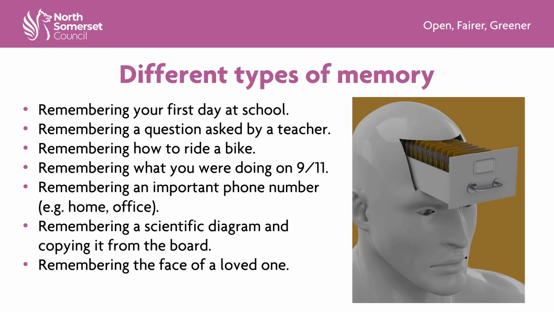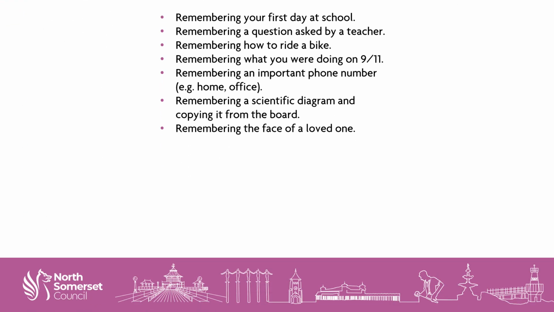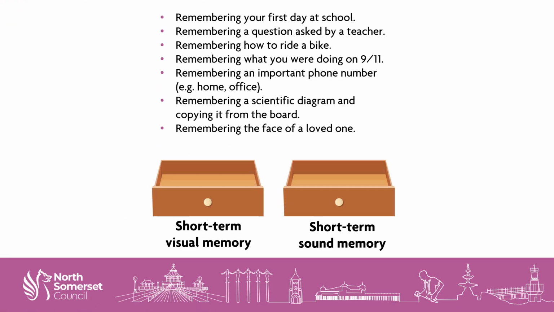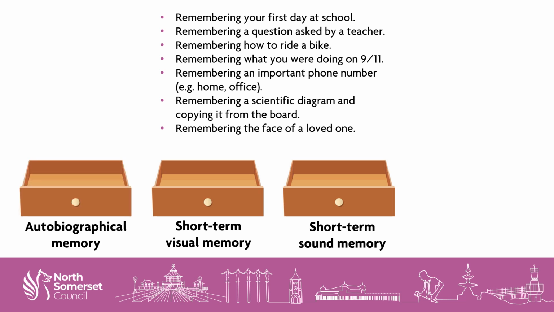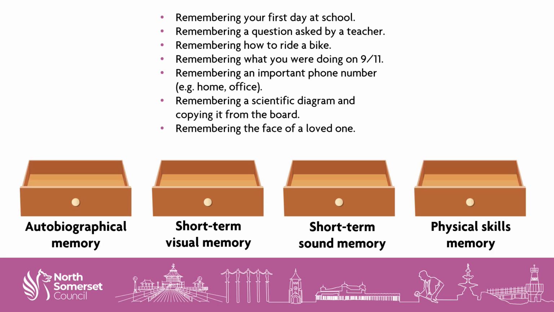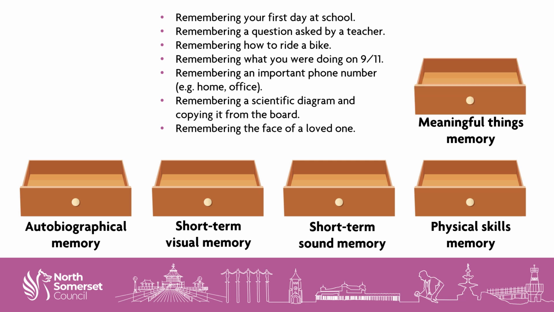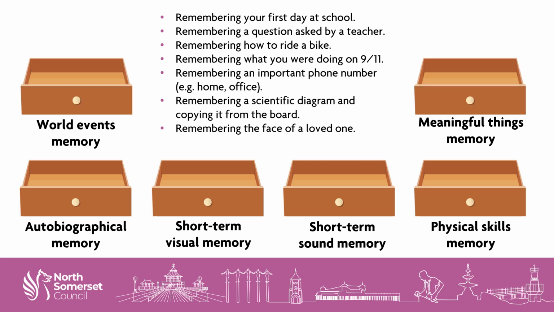The list on the screen gives us some examples of different types of common memories we have. When we think about it, it seems obvious that memories for phone numbers, for example, are different to memories for how to ride a bike. So, within a list like this, we might be able to start to distinguish between short and long-term memories, memories for life events, memories for physical skills, memories that mean something in our day-to-day life, and memories that are associated with strong emotions.